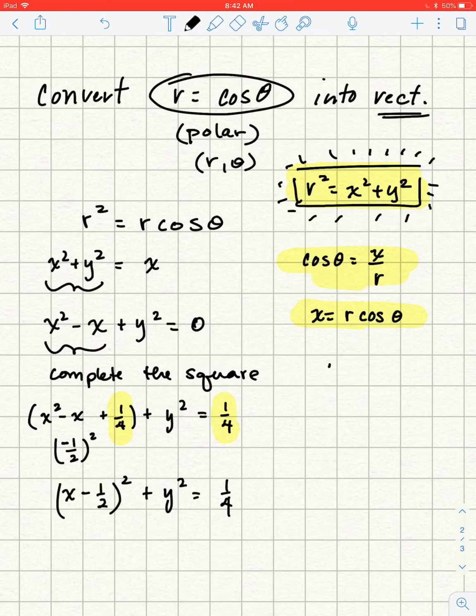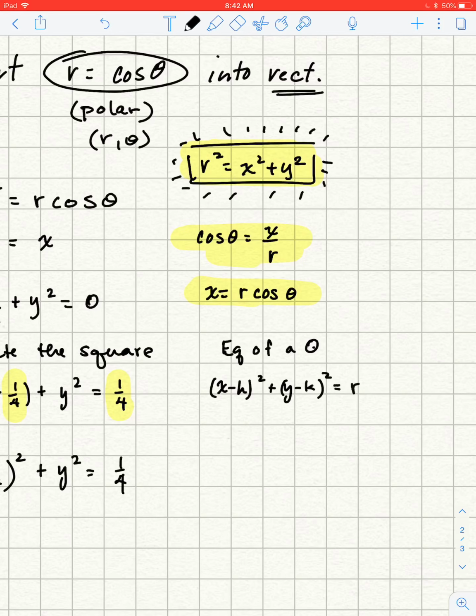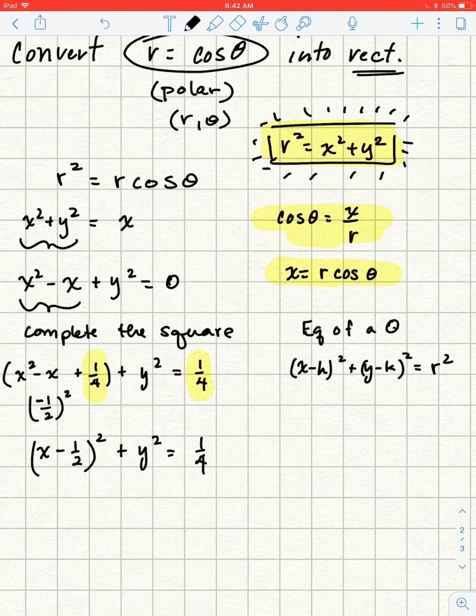So going back to the equation of a circle, it would be x minus h squared plus y minus k squared, and that's equal to r squared. So in our situation here, this is a circle with radius 1/2. I took the square root of 1/4, and it's centered at 1/2, 0.